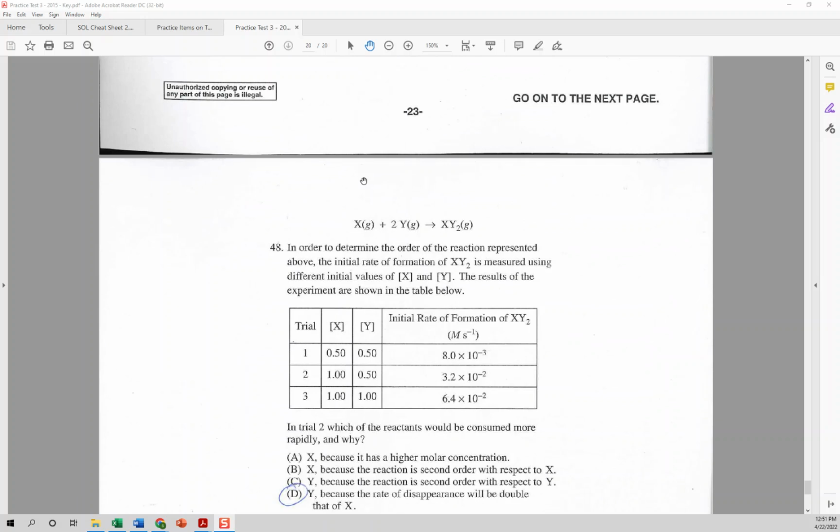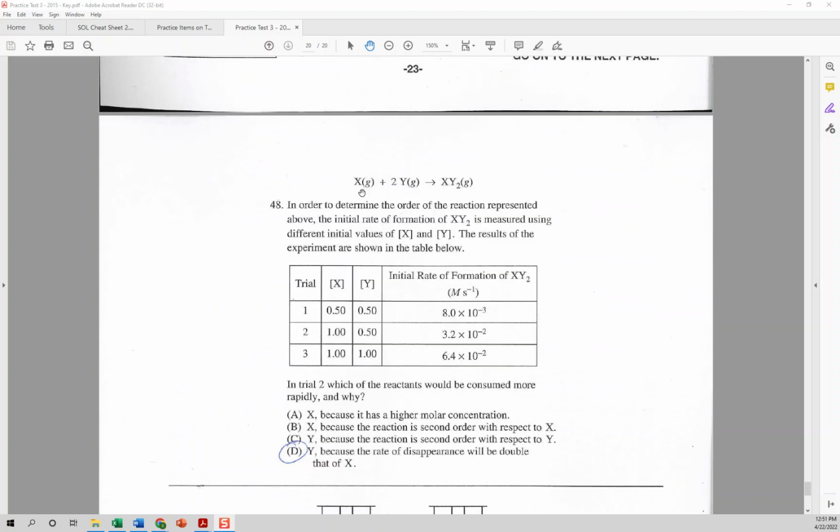All right, so here we have a reaction, and we've got to be careful. We look at this and we're like, okay, I'm going to look at these two, and I doubled the concentration of X, and the rate quadrupled, so X is second order, which is true. And then if I look here and here, I doubled the concentration of Y, and the rate also doubled, so Y is first order, which is true. So it's good to see that. But all it's asking is, in trial 2, which reactant would be consumed more rapidly and why? So this really has nothing to do with this at all.